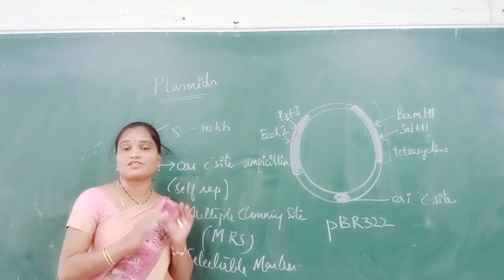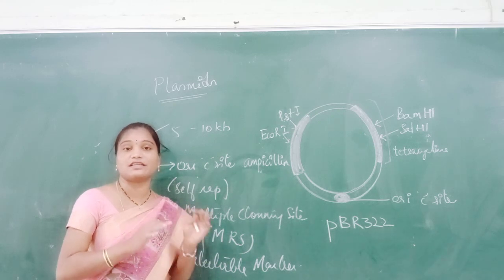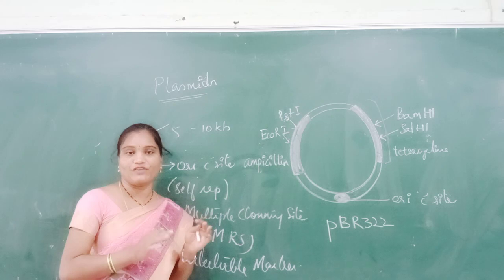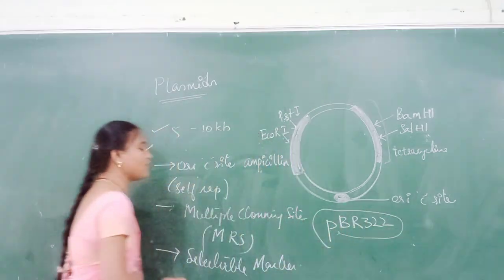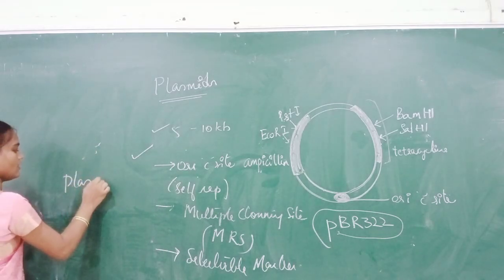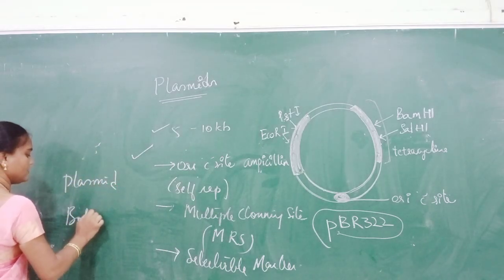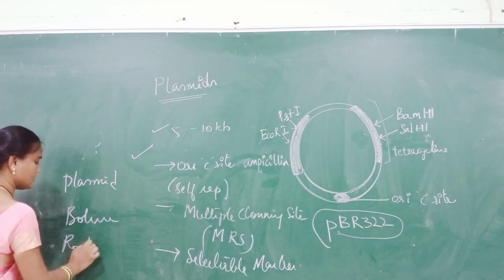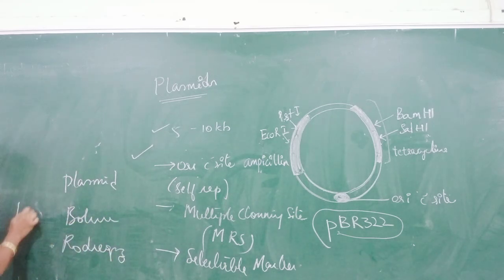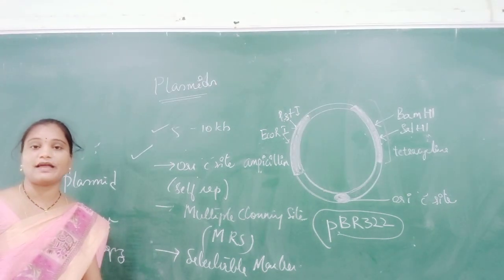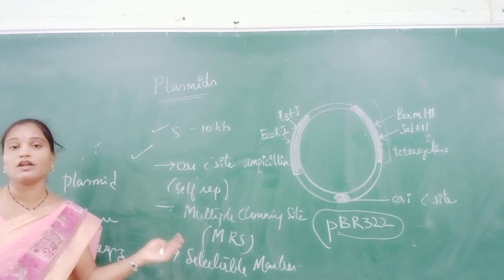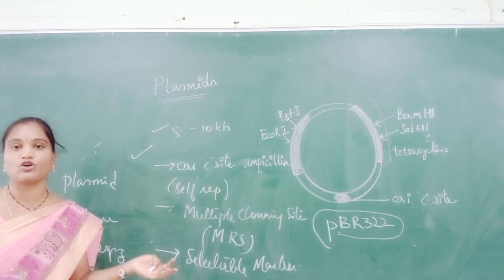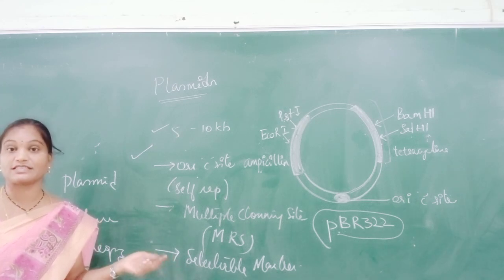This is an artificial vector, a genetically engineered, genetically modified plasmid vector. Okay, so pBR322 indicates P for plasmid, B for Bolivar and R for Rodriguez. In the year 1977, they genetically engineered and prepared this artificial plasmid in order to carry your gene of interest to the E. coli host organism to produce more copies of your gene of interest, the target DNA molecule.